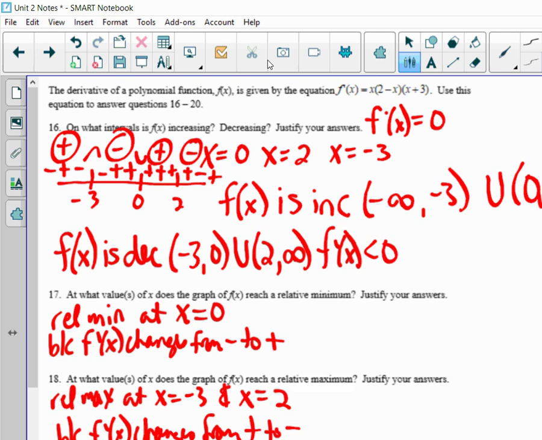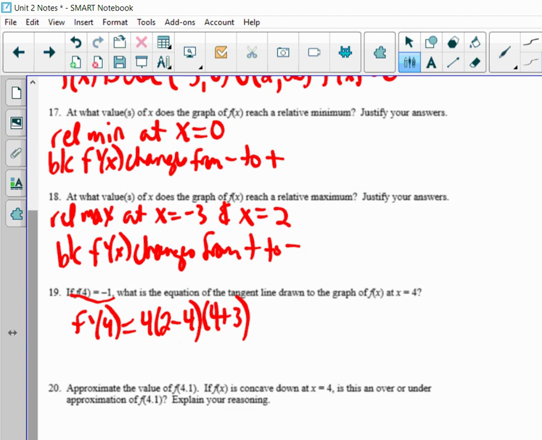Now look at the next one. It says, if f of 4 equals -1, what's the equation of the graph of the tangent line at f of x equals 4? Well, if I want a tangent line equation, what do I need? I need a point and I need a slope. They're giving me the point right here, so I need the slope. I need to find f prime of 4. And guess what? They gave me f prime of x. So I just have to plug in 4 into that derivative, and I can get the slope of that tangent line. So f prime of 4 is going to equal 4 times -2 times 7, or -8 times 7 is negative 56. Do you agree with that?